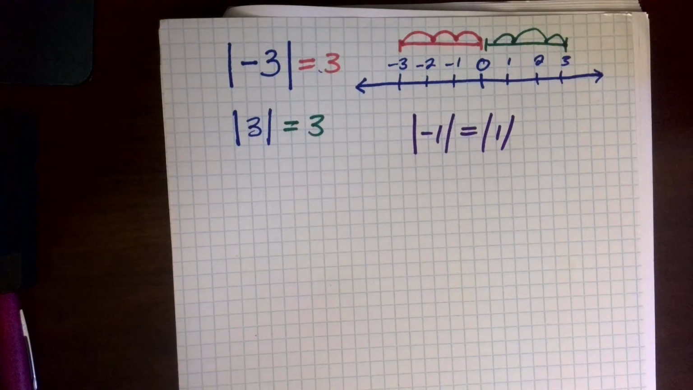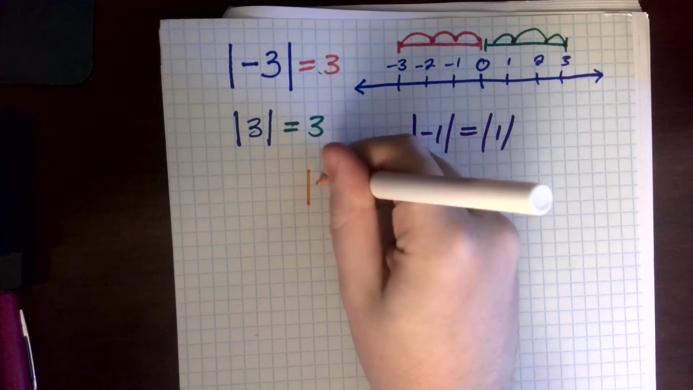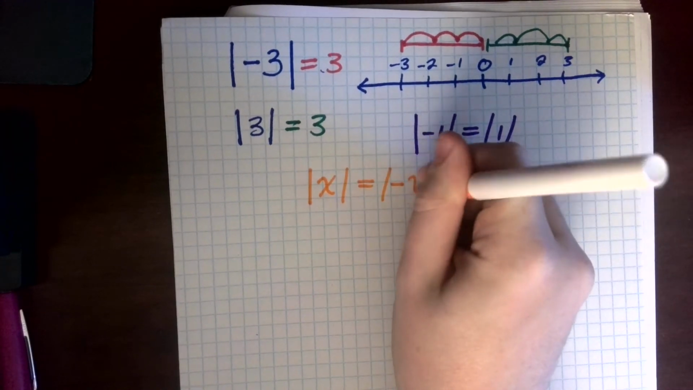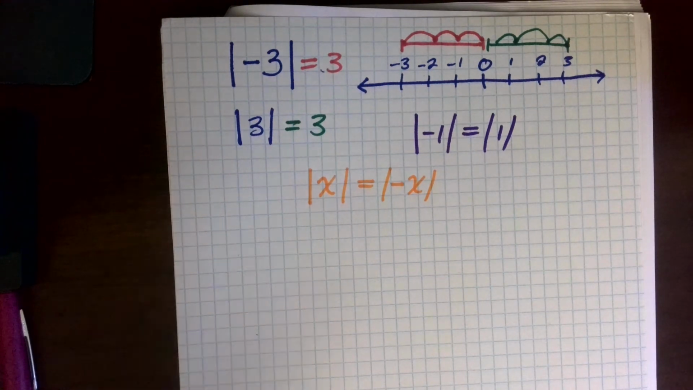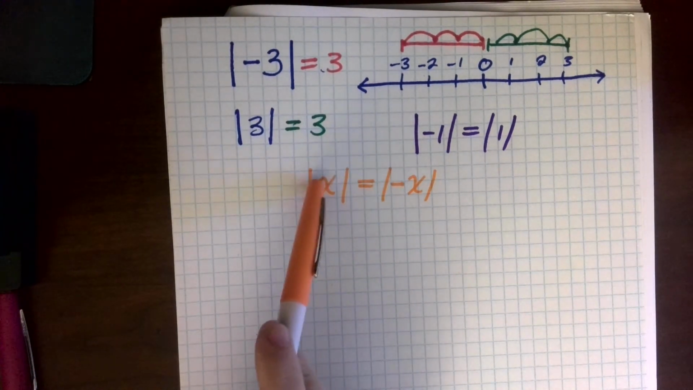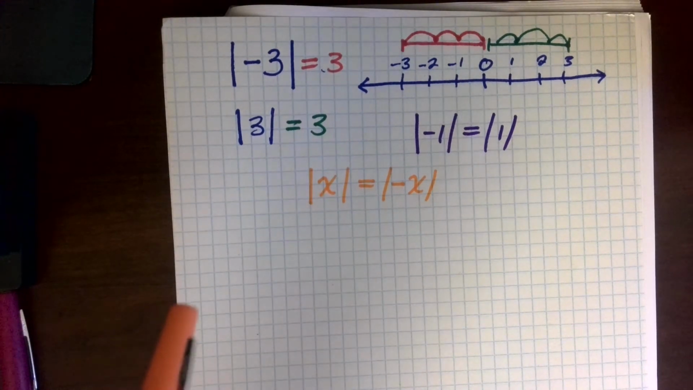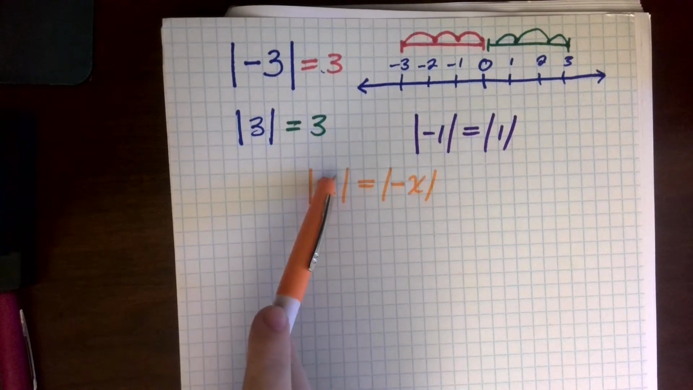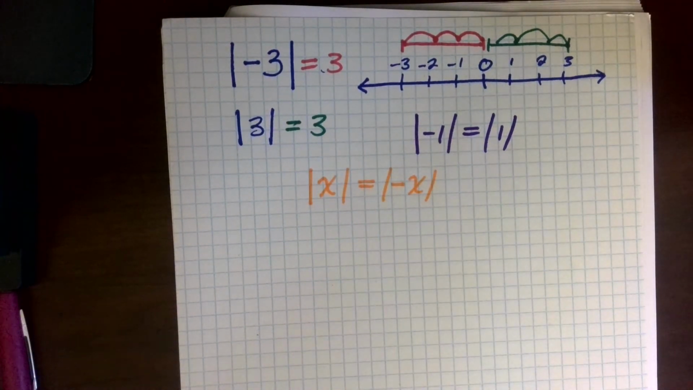We can extend this principle one step further. What if I had something like this? The absolute value of x equals the absolute value of -x. This means that no matter what x is, I could put in any number, and this statement is true. If I put in 2 here, then this would be -2. Well, 2 is 2 away from 0. -2 is also 2 away from 0. So it works for all numbers.